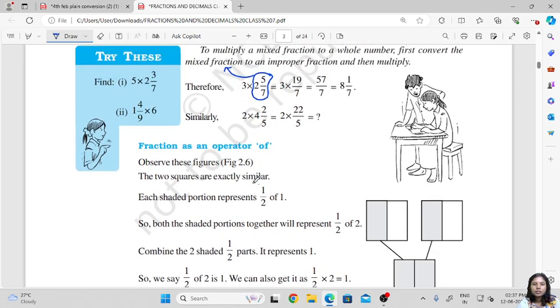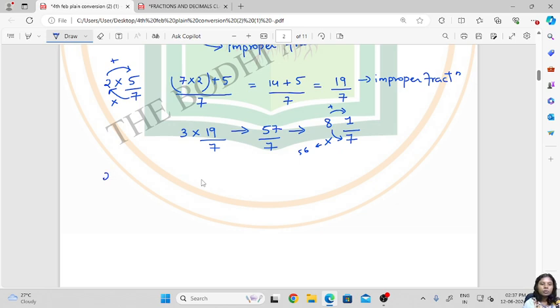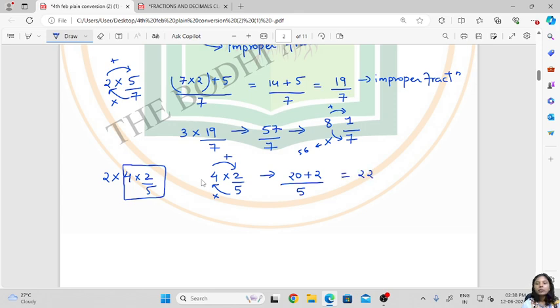Okay. So now let's solve another one. Say we have 2 into 4 into 2.5. So again, first we convert the mixed fraction to an improper fraction. Here we have 4 upon 5. This we multiply and this we add. So 4 fives are 20, plus we have to add 2, and the denominator remains 5. So we'll get 22 upon 5.